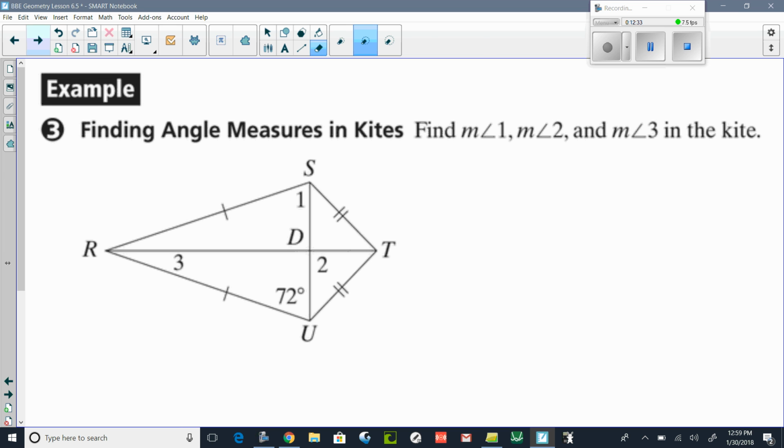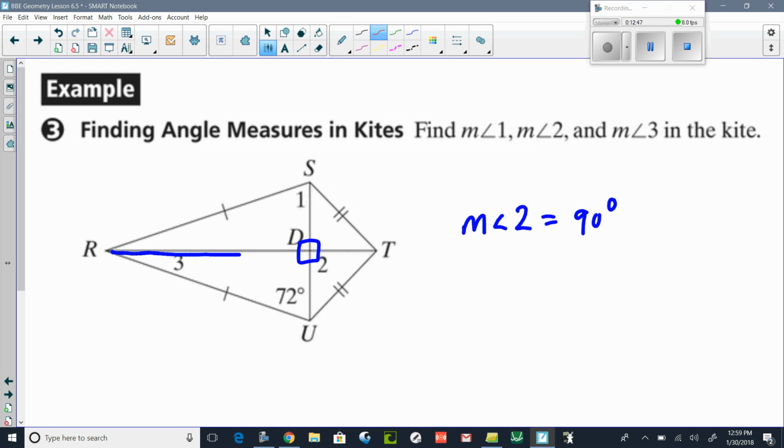Going back to the idea of a kite, diagonals are perpendicular, so I know that these intersections right here would all be 90 degrees. So the measure of angle 2 is equal to 90 degrees. One of our theorems said that the diagonals, in this case RT and SU, are going to be perpendicular. I could use the fact that angle 2 is equal to 90 degrees. So this angle here would also be 90 degrees by definition of perpendicular lines.